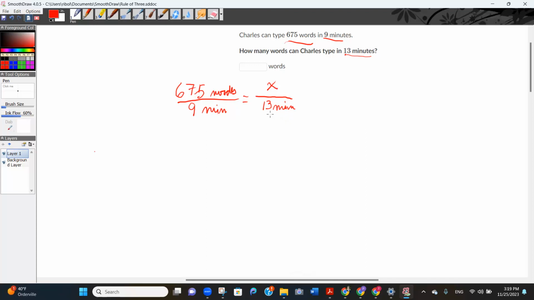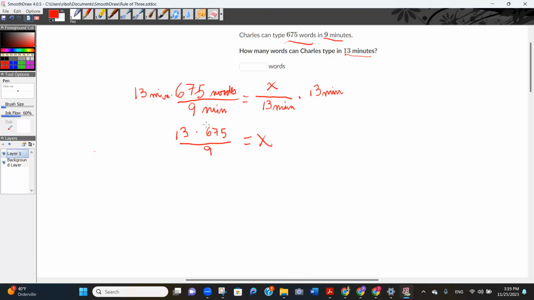That makes sense, but it's actually a little bit more cumbersome. Of course, algebraically we can say, let's multiply both sides of the equation here by 13 minutes. And so we are going to end up with the number of words that Charles can type being 13 times 675 divided by 9.